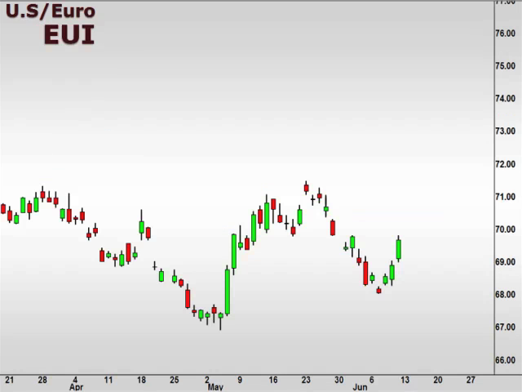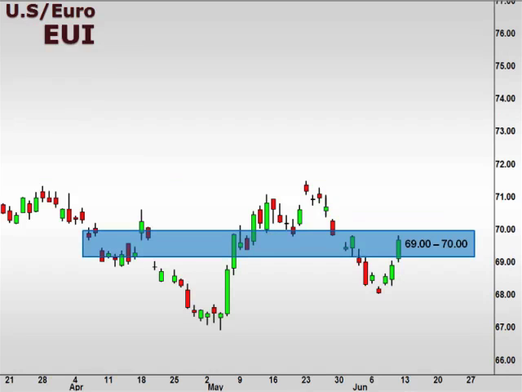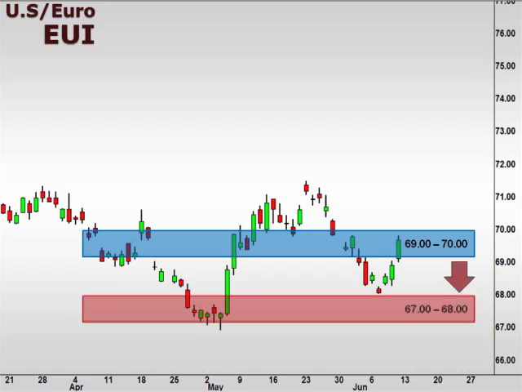Let's take a look at the U.S. dollar versus the euro as seen here in the ISE FX Options Pair Value EUI. Well, the EUI finished last week strong with a test of the 69.70 resistance level. A break above 70 should confirm a bigger picture move higher. However, failure to close above the 69.70 focal zone is likely to yield a retest of support at 67.68.